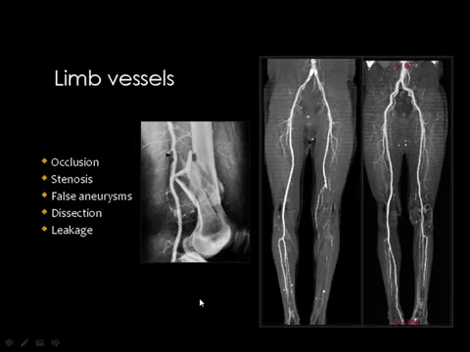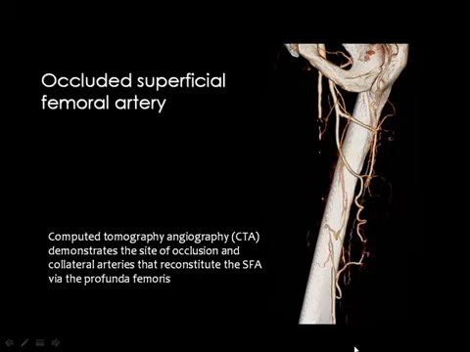Also, in the lower limb, you can inject the contrast material intravenously and scan the lower limbs. Then you remove the bones and remove the muscles, and you are left with the vessels. This is an example of a patent vasculature, and this is an example of an obstructed femoral artery at the level of the adductor canal.